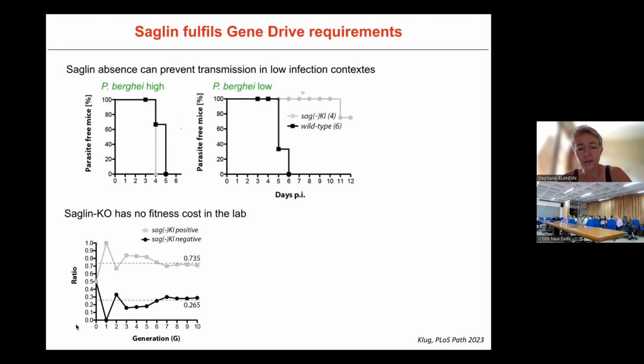And what we've done here is to follow the percentage of mosquitoes that carried the saglin knockout allele when they were mixed with wild-type mosquitoes. So we crossed them and we followed them over 10 generations. And what you would expect, according to our cross, if it was regularly inherited with no fitness cost for the saglin knockout, is about 75% of those carrying the saglin knockout and 25% of wild-type mosquitoes. And that's typically what we observed, which means that basically there's no fitness cost of the saglin knockout, at least in lab conditions.